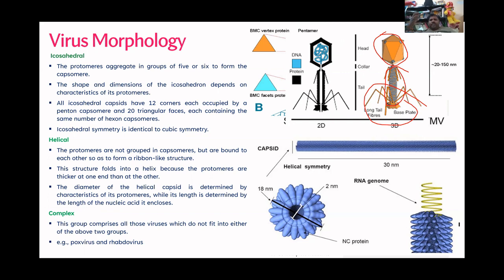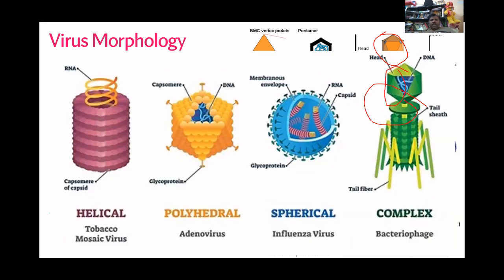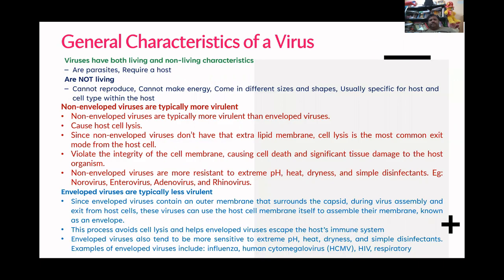So in virus morphology, most of the viruses are icosahedral, some of them are helical, and some of them can even have a complex symmetry. Here are some of the morphologies to present to you. You can see the helical symmetry of the tobacco mosaic virus here, and the polyhedral or icosahedral structure of the adenovirus, then a spherical structure of the influenza virus, which follows the same type of icosahedral symmetry, but is converted into a spherical shape. And last are the complex viruses, which are the bacteriophages.